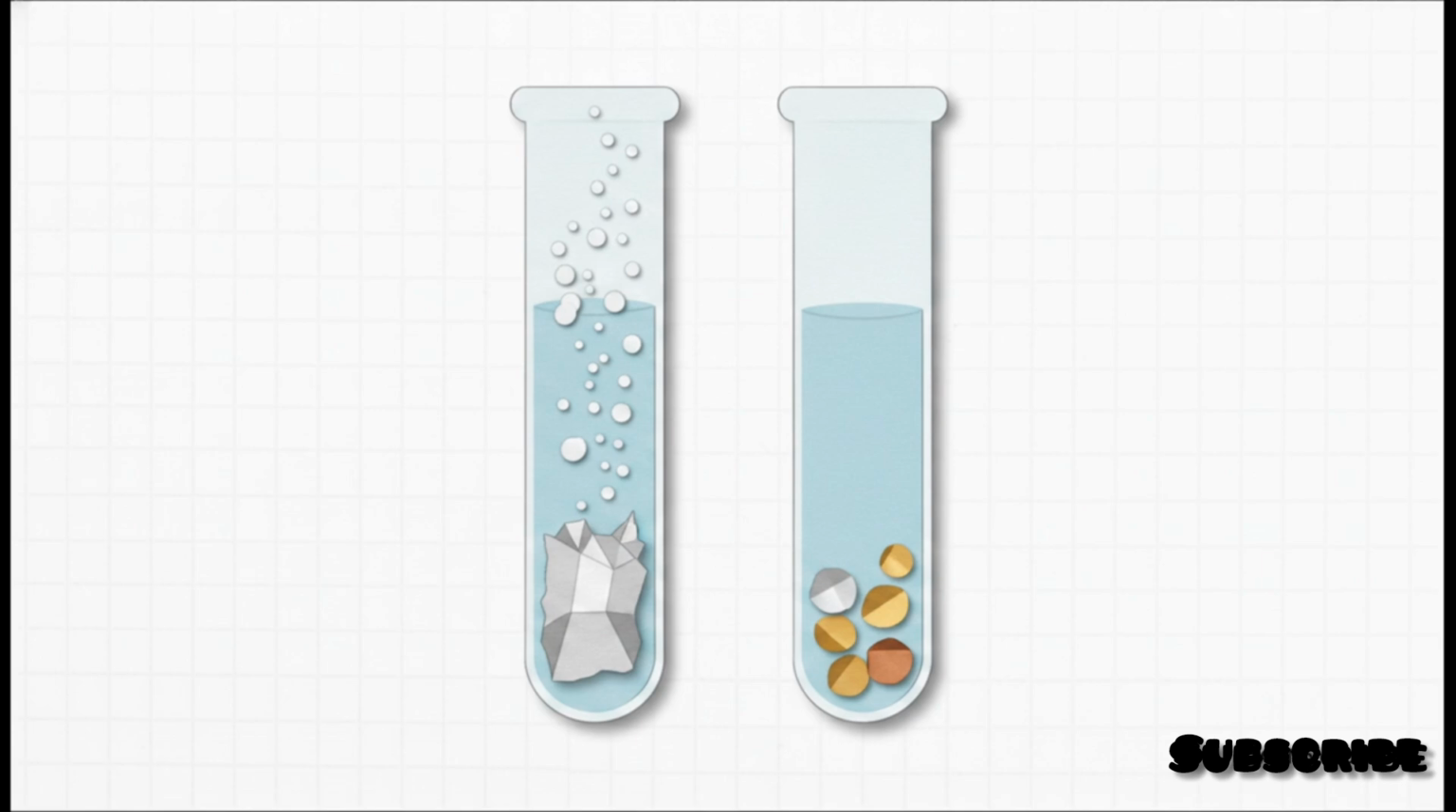But of course, there are always exceptions. Copper, silver, gold, and platinum, they don't react with dilute acids at all. Why? Simply put, they are less reactive than hydrogen itself. They just don't have the chemical muscle to kick the hydrogen out of the acid. So our lowest energy metals just stay completely unbothered.